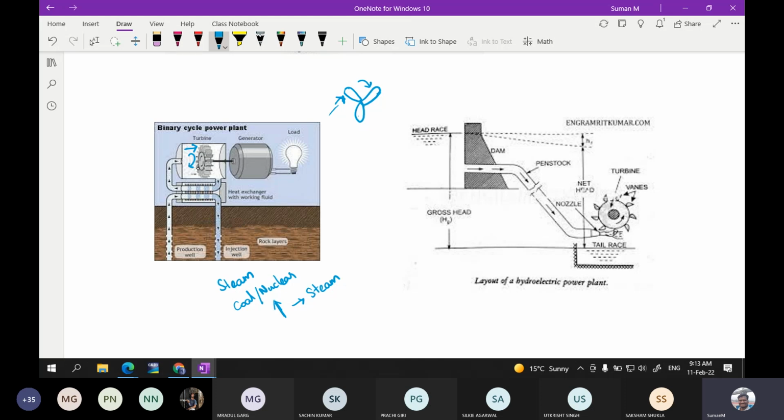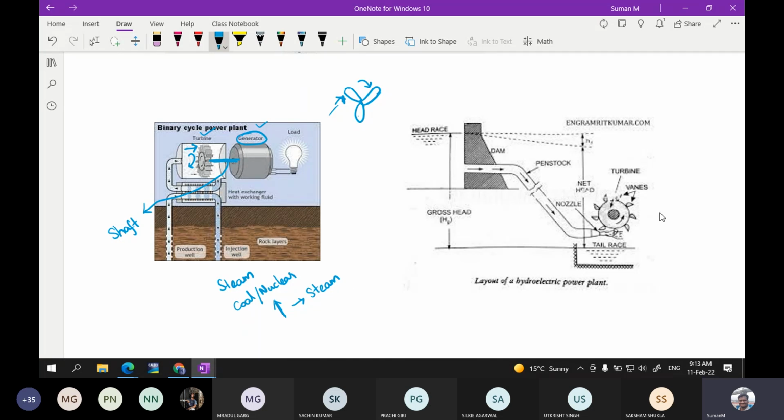Okay, this turbine is coupled with the generator. This is the generator, you can see, that is coupled with a thing called the shaft. That shaft is coupling this turbine and the generator rotor. So if the turbine rotates, then the generator rotor also rotates.